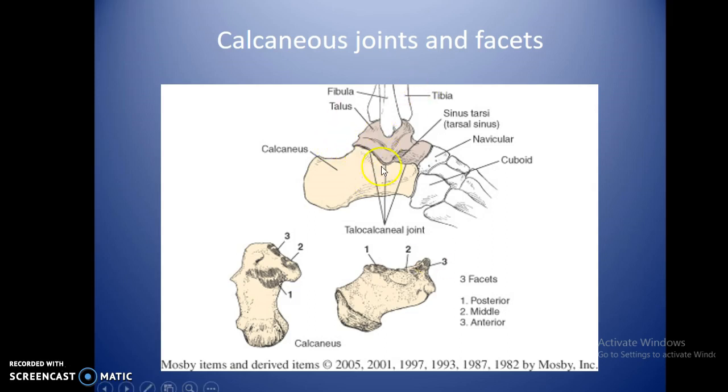Joint space here, talocalcaneal joint space. As these 2 bones join together, they form this space between the talus and the calcaneus.